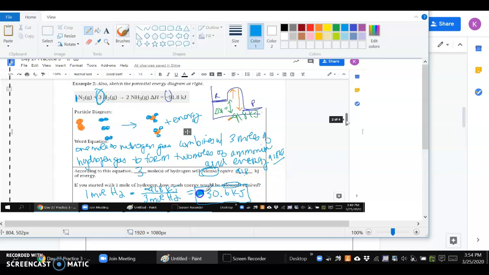I will post the answer key for this also. When you finish it, you can take a look at the answer key and go over it. But again, please do not copy the answer key. If you don't know how to do it, you're going to be in trouble.